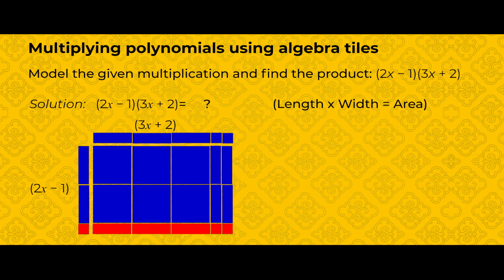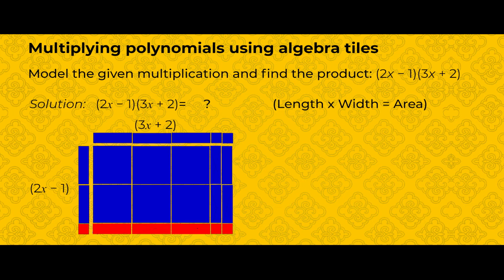And then what is the area of the tiles that I get here? So I get how many x squared tiles? I get 1, 2, 3, 4, 5, 6. I get 6 x squared tiles. And how many x tiles? Well, I have 4 positive x tiles and 3 negative x tiles.